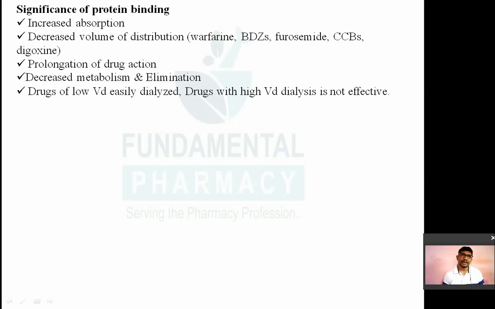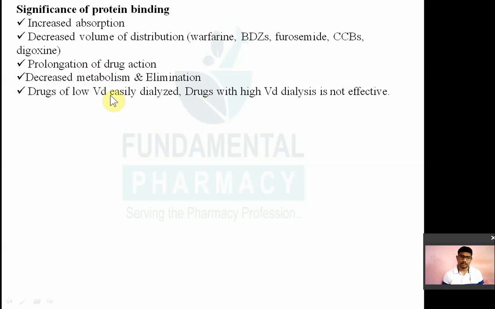Protein binding of drug decreases the volume of distribution. Okay, so protein binding of drug decreases the volume of distribution. For example, warfarin will have less volume of distribution, benzodiazepine, furosemide, calcium channel blockers, digoxin. These drugs will have less volume of distribution. And protein binding of drug prolongs the action of drug. Or protein binding of drug increases the duration of action of drug.